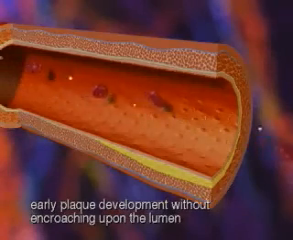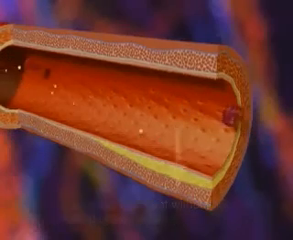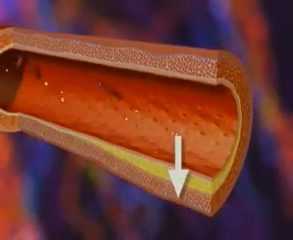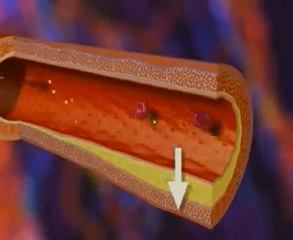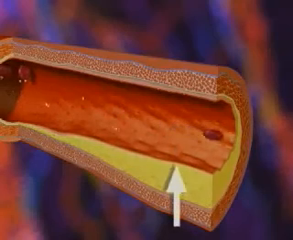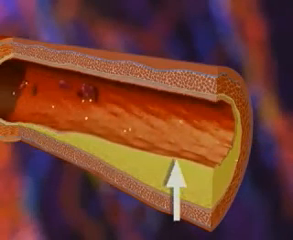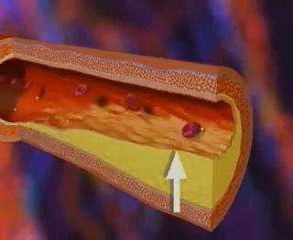The initial response of an artery to plaque growth caused by LDL accumulation within the intima is remodeling. The external elastic membrane expands while the lumen retains its normal shape, allowing the vessel to maintain blood flow. However, when the burden of plaque reaches about 40% of the vessel circumference, the artery can no longer expand outward, and the plaque begins to occupy the lumen.